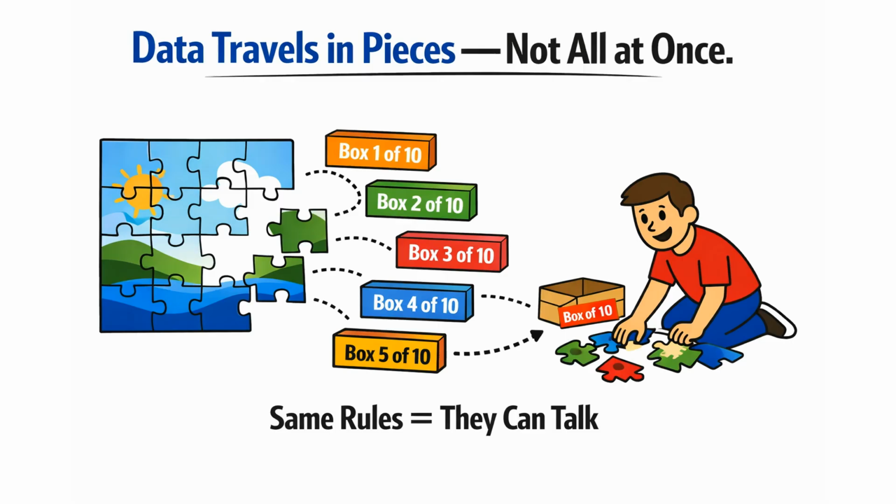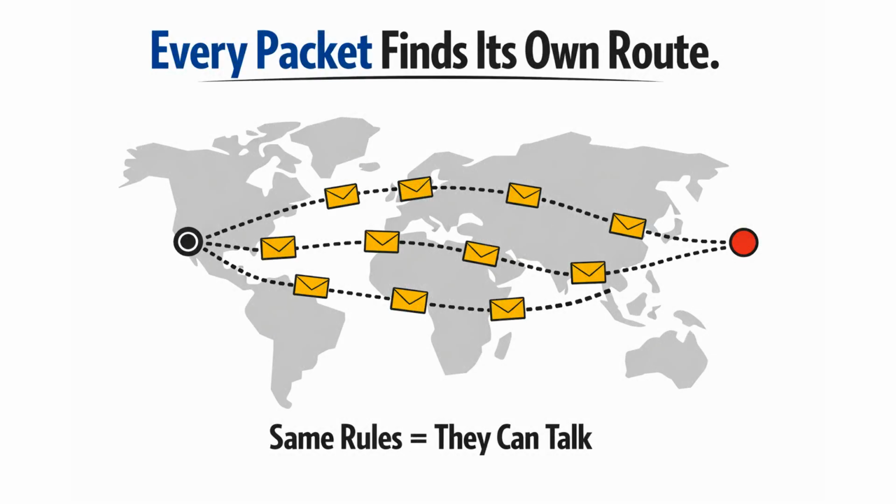Every email you send, every YouTube video you stream, every Google search. It all gets broken into tiny pieces called packets. Each packet is labeled with where it's going, where it came from, and its sequence number so it can be reassembled correctly. Here's what's wild about this. Every single packet can take a different route to get to the destination. One might travel through New York, another through London, another through Singapore. They all arrive at the destination and get snapped back together in the right order in milliseconds.